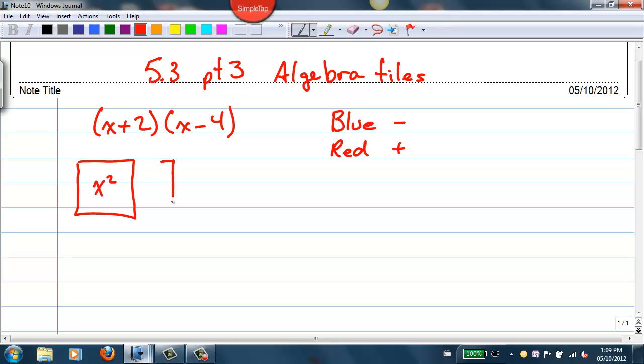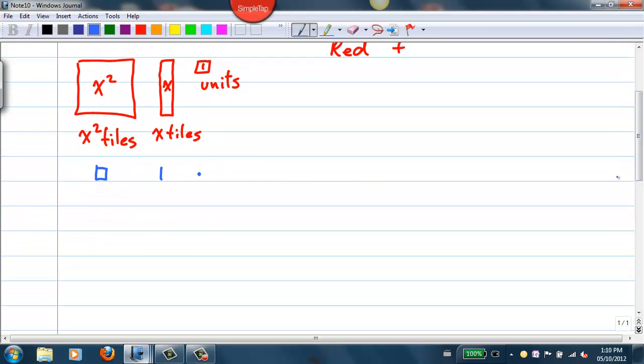So first off, we're going to look at just a quick recap of what the tiles look like. There's a big square that's an x squared tile. There's a long rectangle that's the x tile, and there's a small square that's the units tile. For purposes of drawing them, I usually draw a small square to represent x squared, just a line to represent x, and a dot to represent the units or the ones. Positives are as you see them, negatives are the same, but I just put a slash through them.